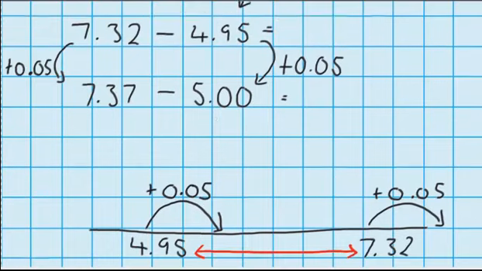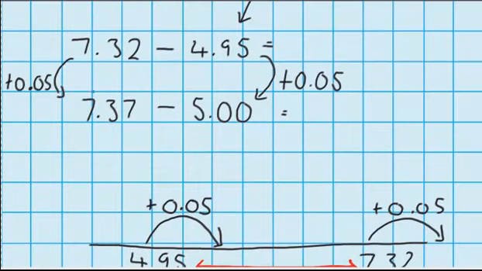Now that leaves me with this easy question to answer. I've got 7.37. All I have to do is take away 5 whole numbers, which means I'll be left with 2.37. Let's try another question.